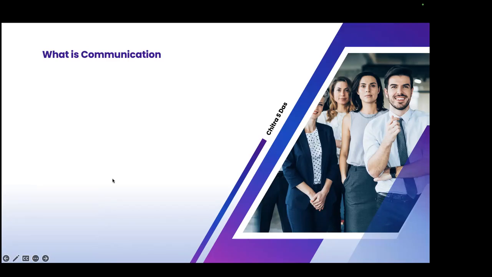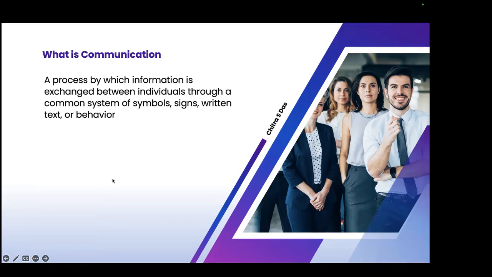So basically, in simple terms, I just want to say communication is a process by which information is exchanged between two individuals. If we talk to ourselves, it's not communication, but if the information is exchanged between two individuals through a common system of symbols, signs, visuals, text, or behavior. Behavior in the sense of non-verbal communication.